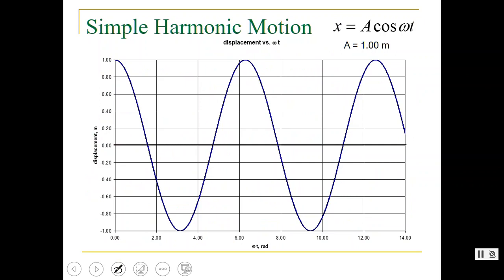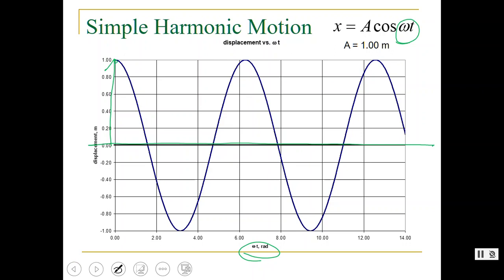So this, for example, is a graph that shows the displacement in terms of omega t. So basically it's the inside, essentially, of that cosine function. So you can see that you're going to have some sort of zero line, and then it's going to oscillate on either side. And if you have a nice perfect cosine function, you're going to be at your maximum amplitude, essentially when t equals 0.